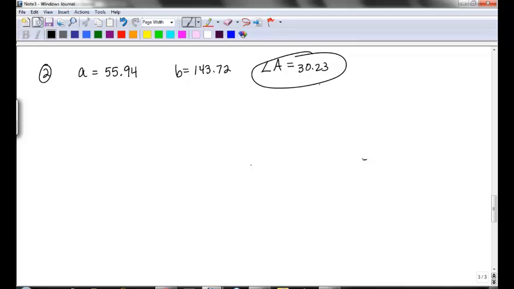Second example. Side A is 55.94. Side B is 143.72. Angle A is 30.23. First, even without drawing the picture, can you tell, is it the ambiguous case? Am I giving you two sides and an angle opposite one of them? Yes. And the angle that's given is less than 90. So now you have to start checking.